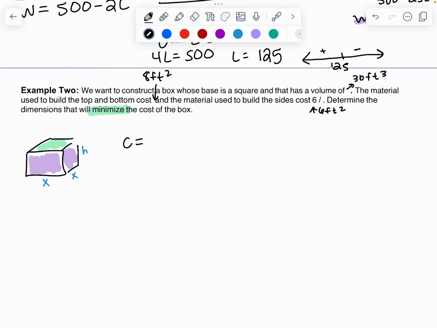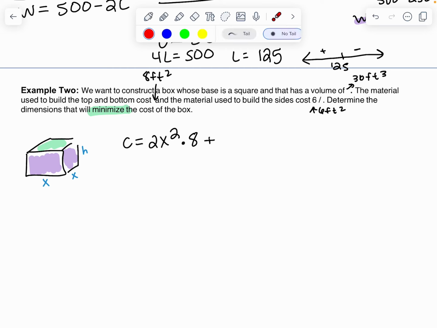Let's start with the top and the bottom. Those are going to cost $8 per foot squared. So you would have to find the area of the top and the bottom and multiply it by 2. The area of each is x squared, because x times x gives that area, so the two sections are 2x squared. Then I multiply that area by 8 to figure out the price of the top and the bottom.